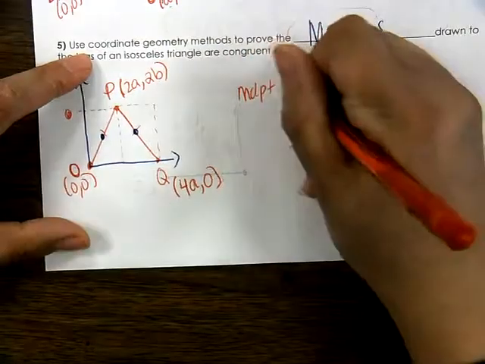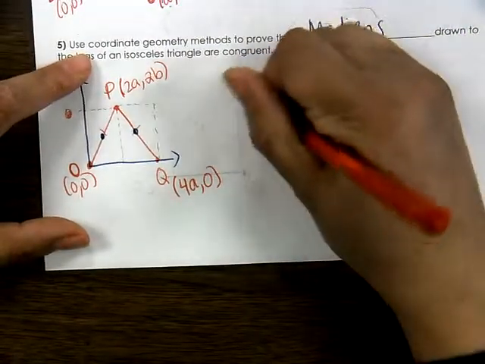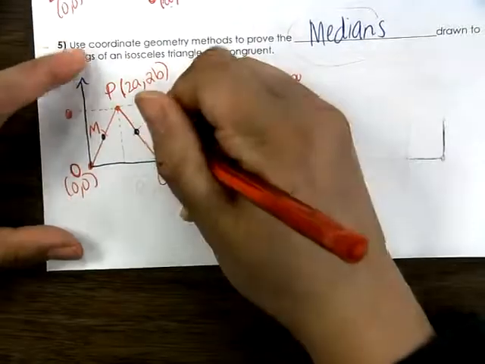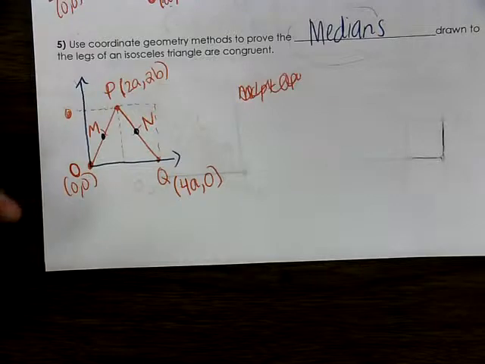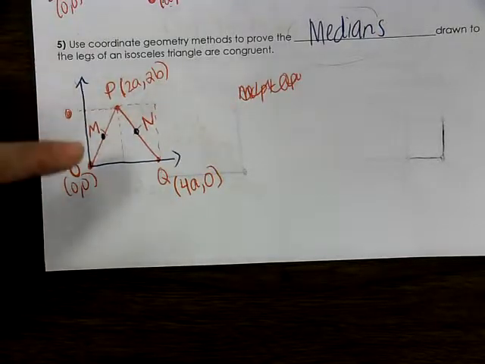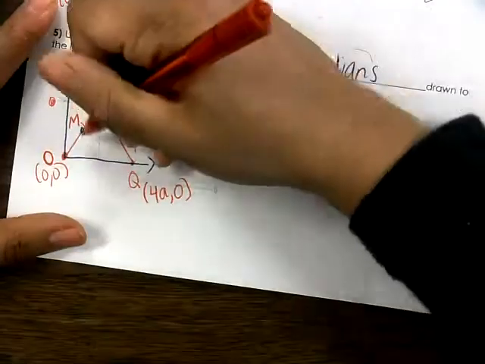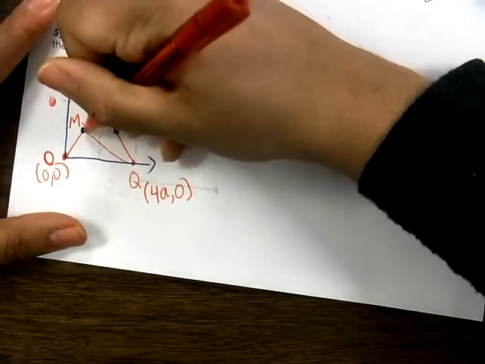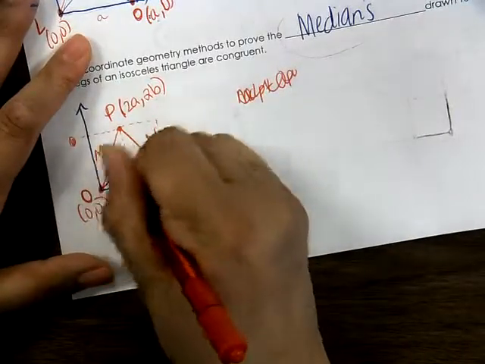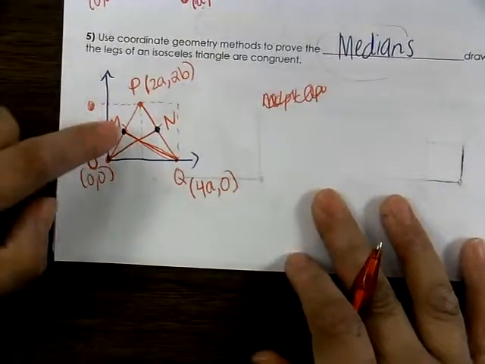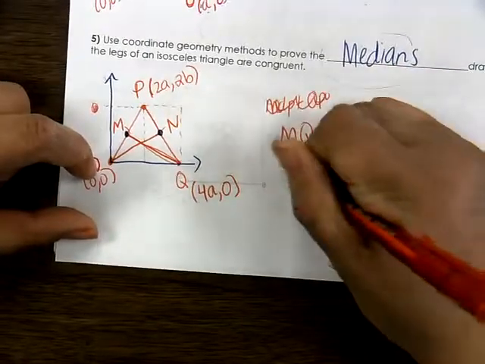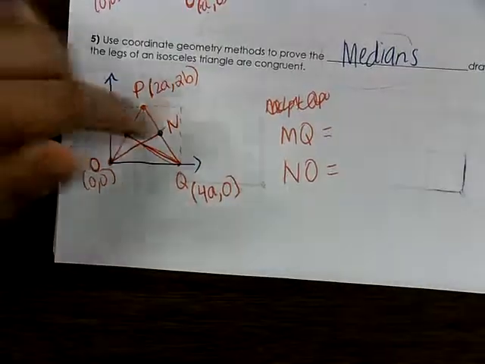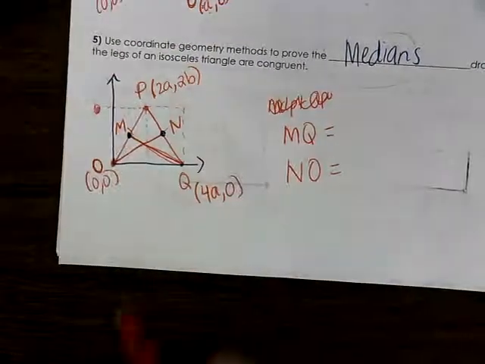So the midpoint of OP, which actually, instead of writing that, let's go ahead and label these M and N. You're trying to figure out what the midpoints are because you're trying to show that the medians are congruent in an isosceles triangle. Here's a median. This segment is a median, and this one is too. And so we're going to show that these two segments, MQ and NO, are congruent. First we need to find the midpoints. I'm going to write them down right next to it.